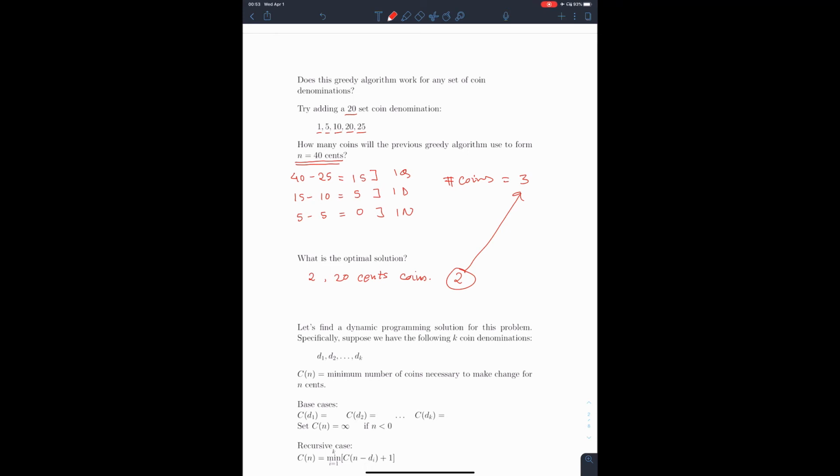That means what denominations we have in our hand will have an effect on whether our greedy algorithm gives us the optimal solution or not. Now, what can we do? We can use our previously discussed technique, which is dynamic programming. Let's try to find a dynamic programming solution for this problem.